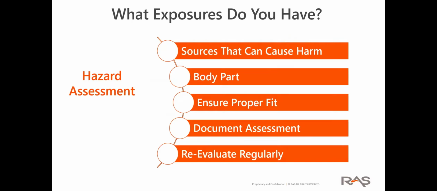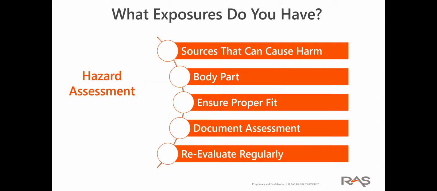In order to determine what PPE is needed for the project, start by conducting a hazard assessment. Look at sources that can harm. Ensure proper fit of PPE. Document the assessment of your findings and reevaluate for the project or even weather changes. Conduct a hazard assessment first. Inspect the job site for sources of harm. This can include moving machinery, falling objects, fall hazards, electrical hazards, and heat and cold exposures.